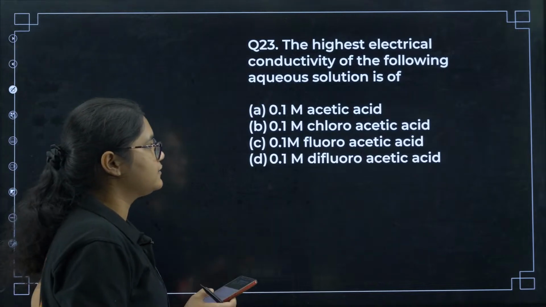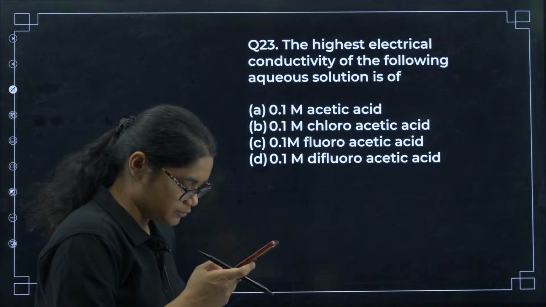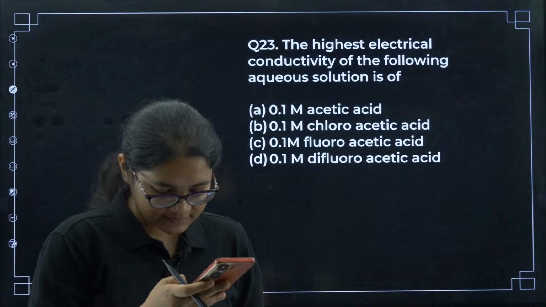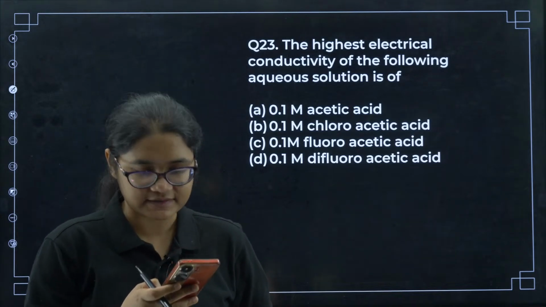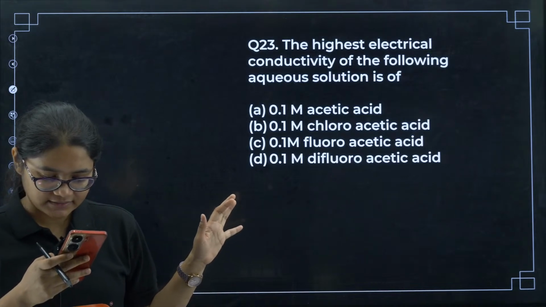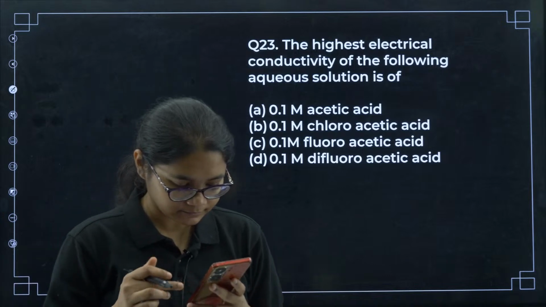Next, question number 23: the highest electrical conductivity of the following aqueous solutions is of. This is mainly focused on KCET, but yes, you can answer certain questions for the board exams also.